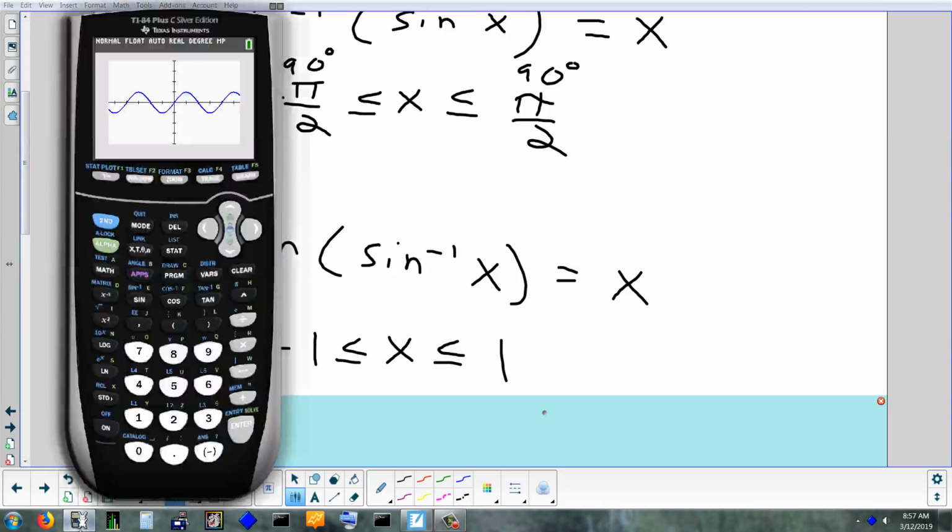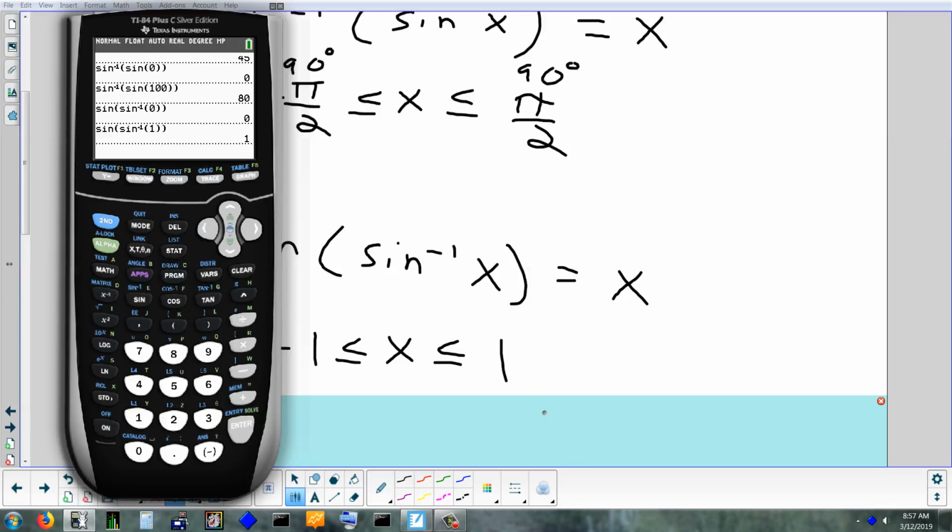So let's try it. How about Aiden, give me a number between negative 1 and positive 1. 0. So when I type it in, the sine and the inverse sine cancel out, and I get back what I started with. How about Connor? Can you give me another one? 1. All right, so he's going right on the edge, negative 1 to 1. Plug it back in, and it cancels out and I get back what I started with.